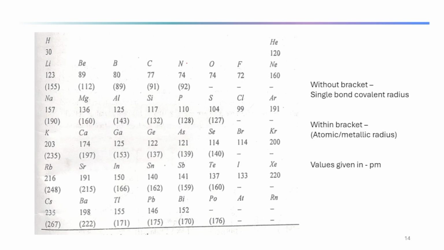So these are the atomic radius values that I have found. If you need, you can take a note of this. The values given without brackets give the single bond covalent radius, and the values inside the brackets give the atomic or metallic radius, the radius in the atomic state. The values without any parenthesis give the covalent radius.